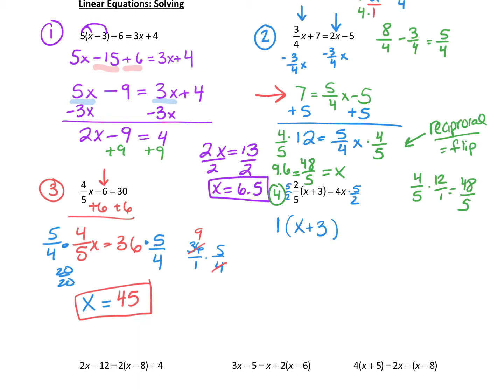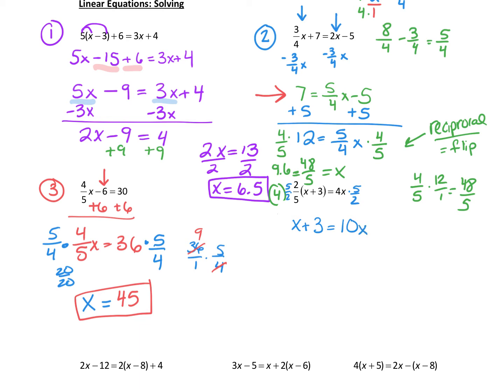Technically, we'll have a 1 in front times parentheses x plus 3, but I know if I distribute the 1 in, I'm just going to get x plus 3. So if you wrote that step, that's cool. If not, we're just going to write x plus 3 equals 5 halves times 4, which is going to give me 10x.